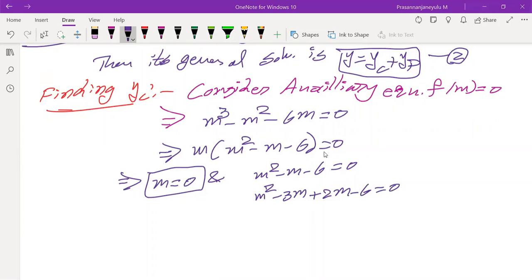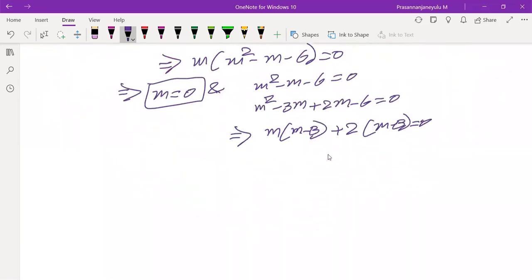Now taking m common from the first two terms, m minus 3, plus 2 common from the last two terms, m minus 3 equals to 0. Now we can take m minus 3 common, then we'll get m plus 2.